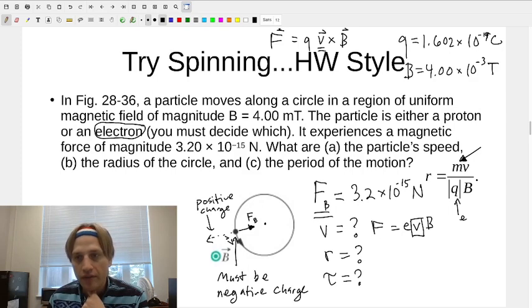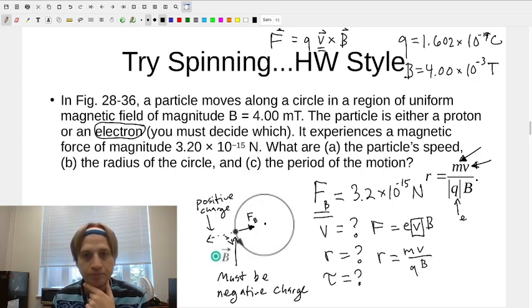Then, once you have that, you'll know V. You can look up the mass of the electron. We know this q is going to be 1.602 times 10 to the minus 19th coulombs. You've already been given the B. So, using the formula that we derived last time from Newton's second law and centripetal acceleration, you are going to be able to find R. Okay? So you're just going to use that mV over qB equation that we described last time.